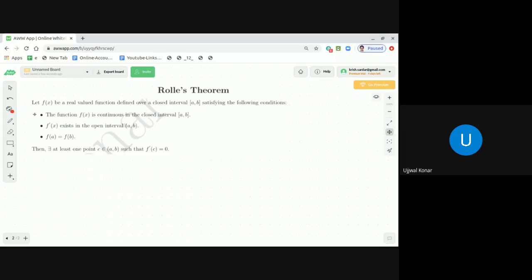The first condition is that the function f(x) is continuous in the closed interval [a, b]. What does it mean, dear students? It means that when you draw the curve of the function y equal to f(x) from x equal to a to x equal to b, you can draw that curve smoothly without lifting your pen. That means there is not a single point of discontinuity. And the second condition, dear students, is that f dash x exists in the open interval (a, b), or in other terms, the function is differentiable in the open interval (a, b).